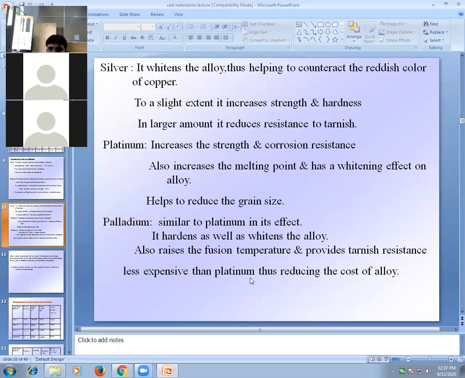Palladium has a similar effect to platinum. It hardens as well as whitens the alloy, also raises the fusion temperature and tarnish resistance. And that is why it is generally used, because platinum, as we all know, is a very expensive metal, right? So palladium is a cheaper version of it. So generally palladium is replacing the platinum.